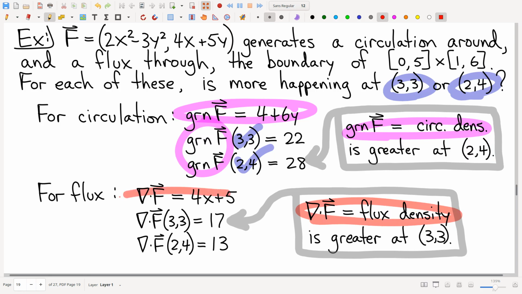And again, simple calculation. You can just compute the divergence, aka flux density. And into that flux density, you just plug these same two points and see which one is greater, right? And 17 is greater than 13. So at (3,3), there is greater flux coming from that point, or happening at that point, or however you want to say it. Okay.